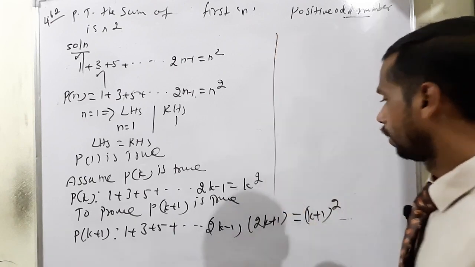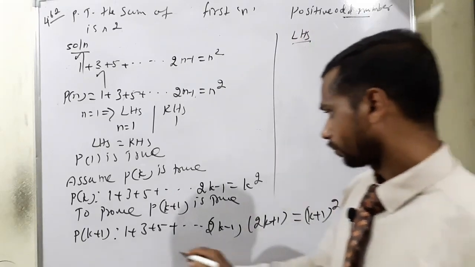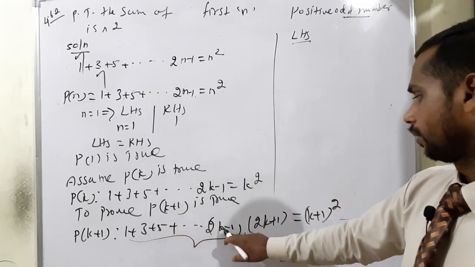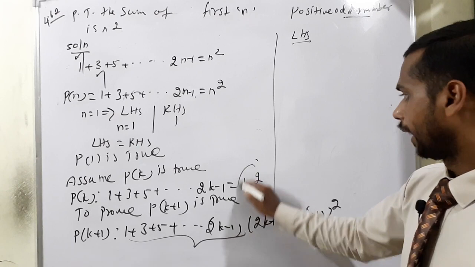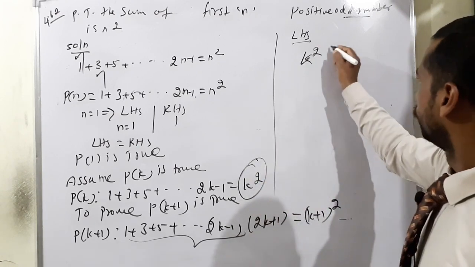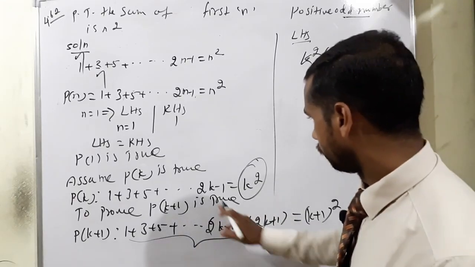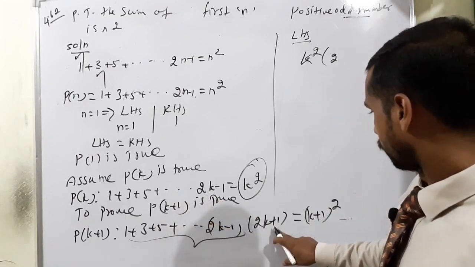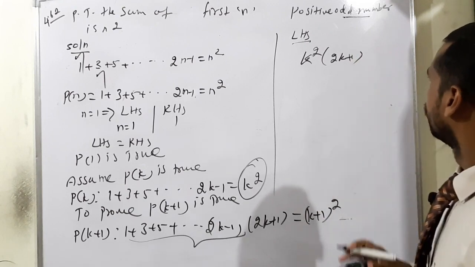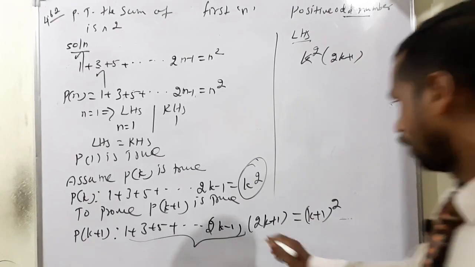Now we have to prove it. What is the meaning of LHS? LHS up to here is 1 plus 3 plus 5 dot dot dot 2k minus 1. What is the meaning? K square, isn't it? So k square plus 2k plus 1, isn't it? Now, sorry my dear, here plus will come, no?